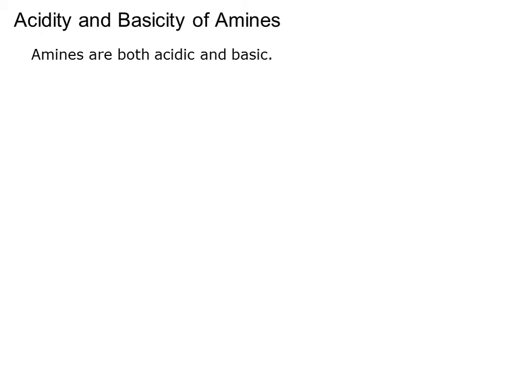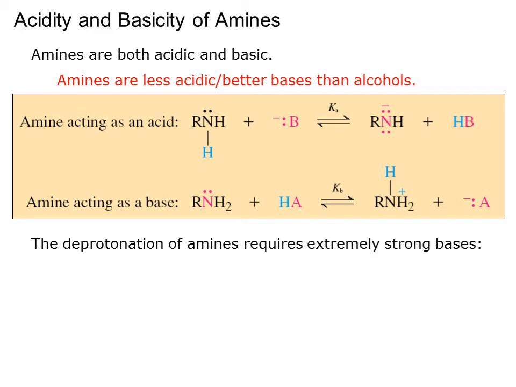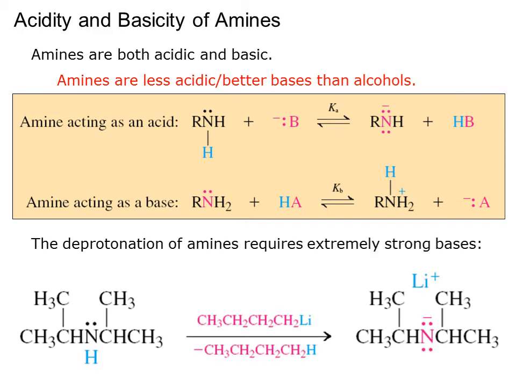Okay, let's talk a little bit about the chemistry of amines. They have both acidic and basic properties. Relative to alcohols, they're going to be less acidic and better bases. If we look at 2 examples, an amine acting as an acid means it's going to give off that proton and have a negative charge, versus acting as a base, it's going to gain that extra proton, having a positive charge. So in order to deprotonate that amine, in order for it to act as an acid, you end up needing a very strong base. And that structure on the right is actually the formula for LDA, one of the strongest bases we use, because that nitrogen is very hindered and wants to pick up that proton.